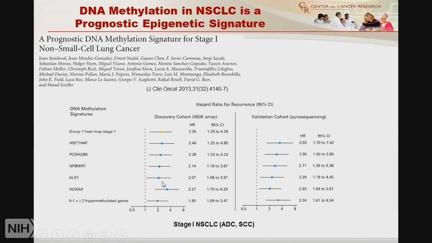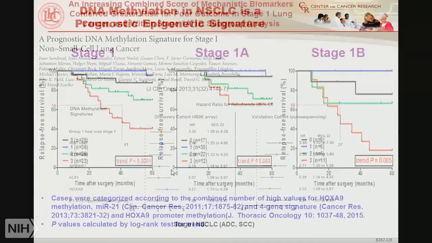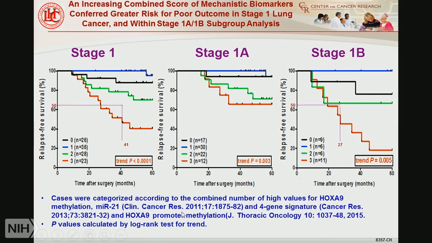When we looked at this, we said, well, HOXA9 looks like it's better than these, but are they dependent or independent of each other? And all 5 are dependent on each other. So we selected only looking at HOXA9. And when we did that, and we combined them with the protein coding genes, the microRNA, and then HOXA9, we found that if all 3 of these were essentially negative, very good prognosis in stage 1 lung cancer.